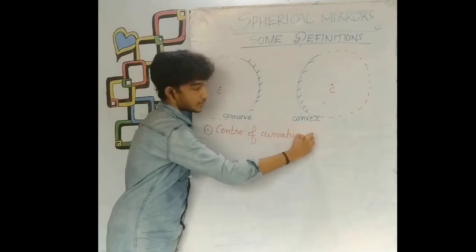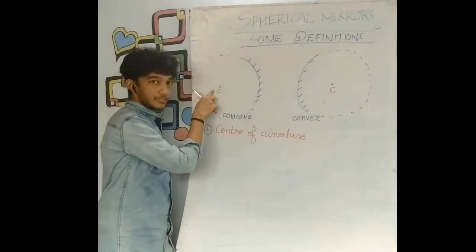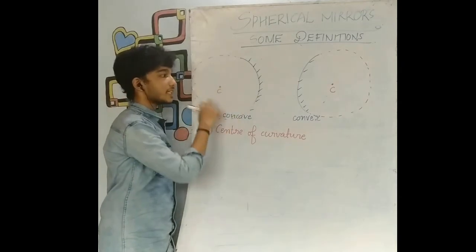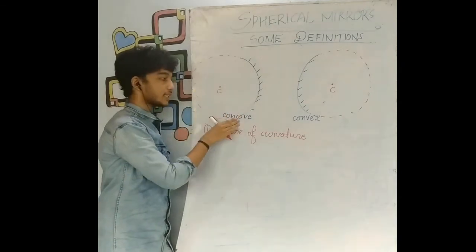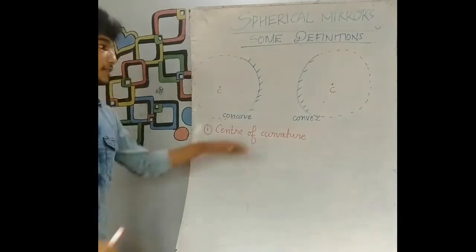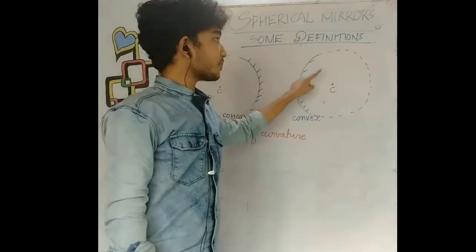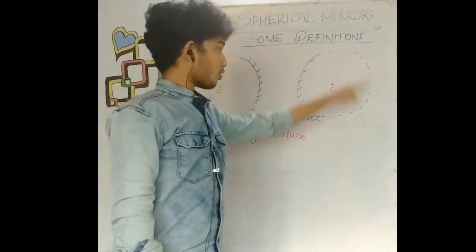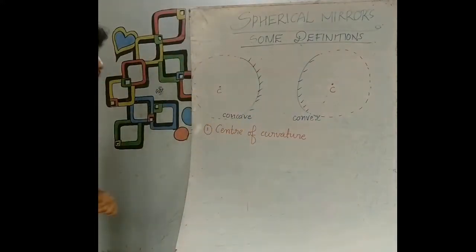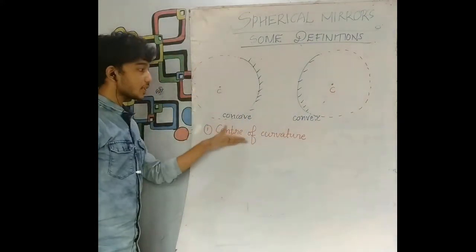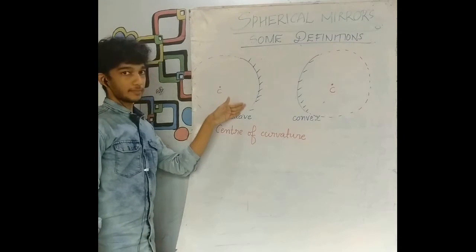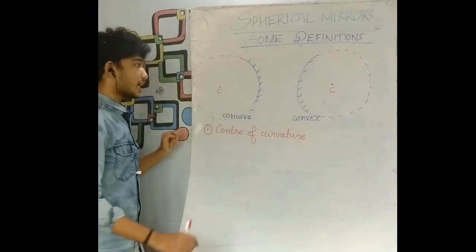Center of curvature means what? The center of the sphere of which the spherical mirror was a part. Here in the case of the concave mirror, similarly in the case of the convex mirror, the center of the sphere of which the convex mirror was a part is known as the center of curvature of the mirror and not the sphere.